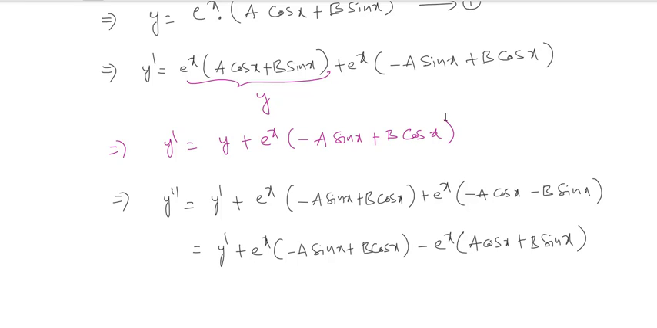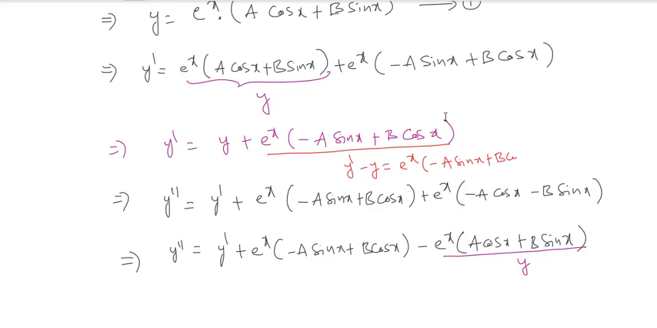If you observe, this is your y double dash. Keeping the minus aside, e power x into (a cos x plus b sin x) is again y, or not? Then if you observe properly, e power x into (minus a sin x plus b cos x) I can represent as y dash minus y. Here I am representing that y dash minus y is equivalent to e power x into (minus a sin x plus b cos x).